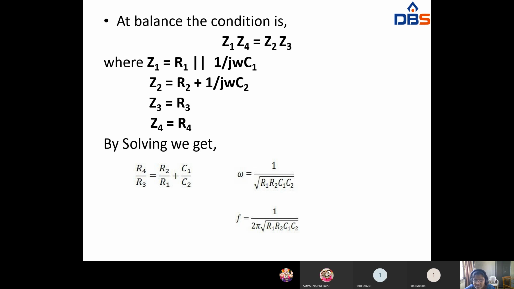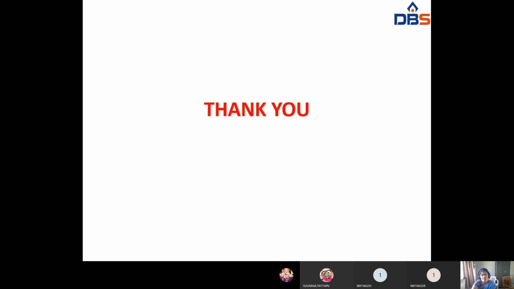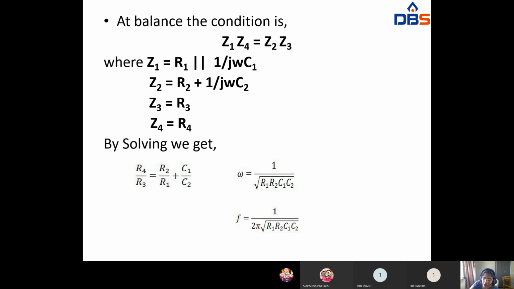How to get the frequency value? See, omega means 2 pi f. So you can write 2 pi f, and taking the 2 pi to the right side, you directly get f equal to 1 by 2 pi square root of R1 R2 C1 C2. This is the formula to find out the unknown frequency value by using the Wien's bridge.